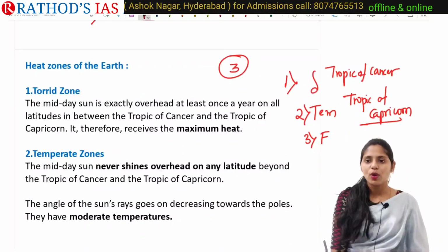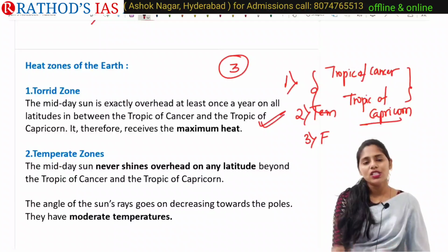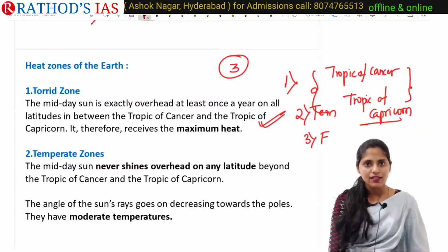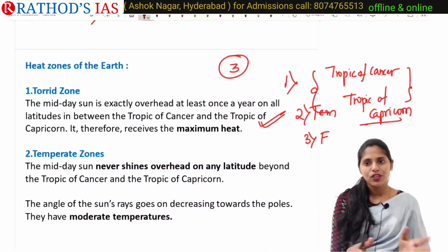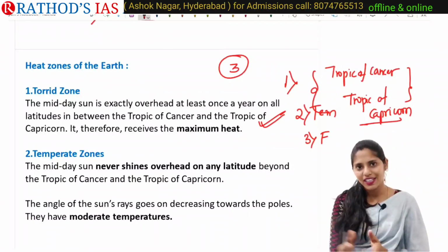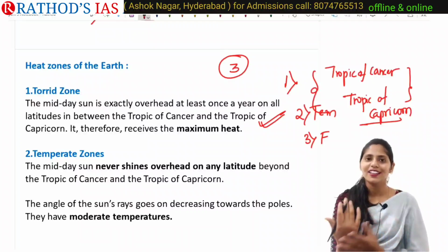It is present between Tropic of Cancer and Tropic of Capricorn. So why? Because this area will receive the highest amount of heat from the sun. Okay, so here we can see for 6 months the sun will be in the northern hemisphere, right? That is Uttarayan and Dakshinayan.